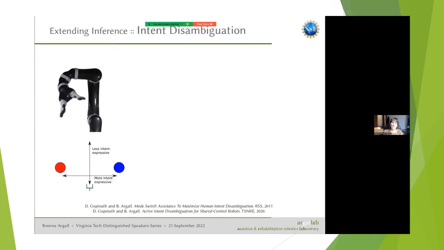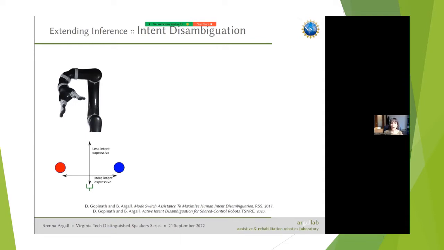All right, so there's some work that we've done in my lab about intent disambiguation. So this is related to intent inference, of course, when you're trying to infer which goal a human is trying to achieve. But what it takes insight from is basically that when you're operating in modal control, the human is not able to access all of the control space at a given time. And so when you're operating in a certain control mode, you're operating only within a subset of the control space.